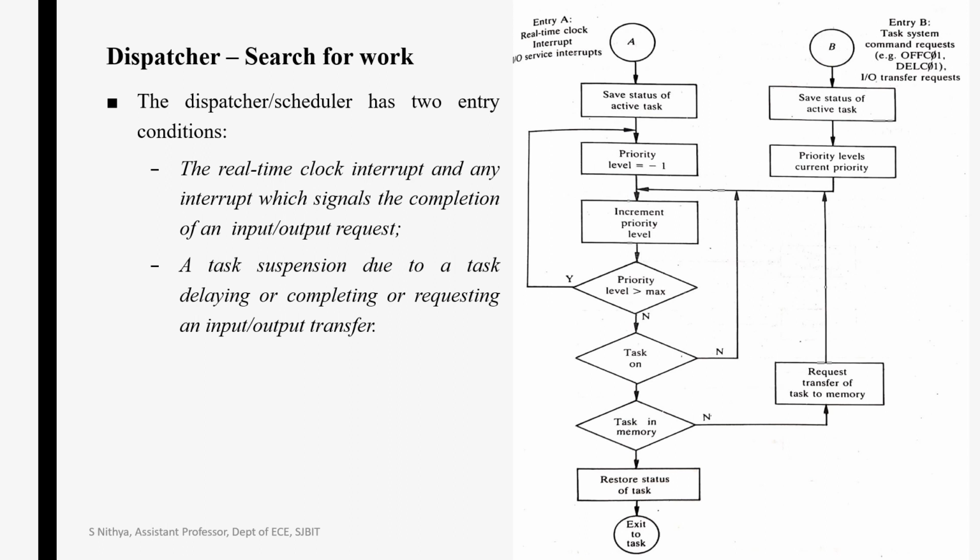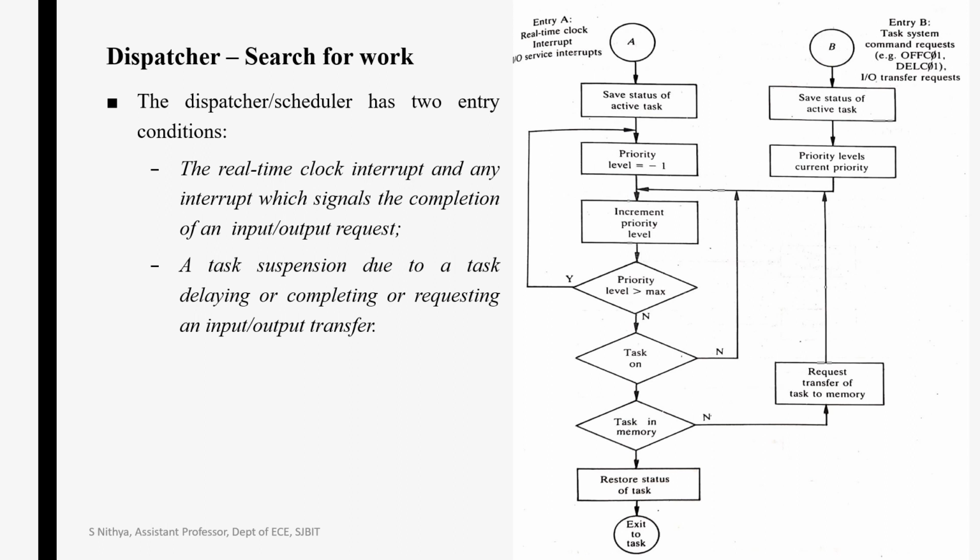Okay, it will save the status of the active task and check whether the priority level is minus 1 or not. Then it will increment the priority level. Entry B is the task system command request, the input output transfer control request. It saves the status of the active task and the priority level, the current priority, and checks whether it needs to be incremented or not. It will check the priority level, increase it, and then check whether the priority level is greater than the maximum.